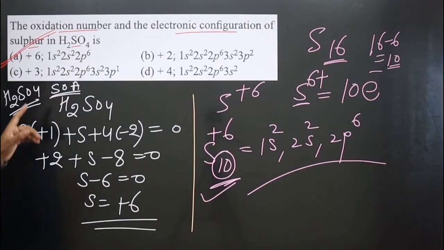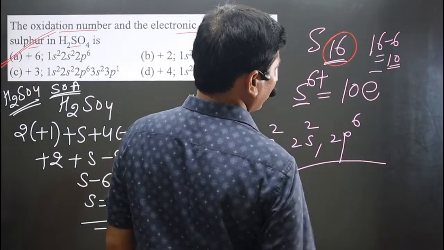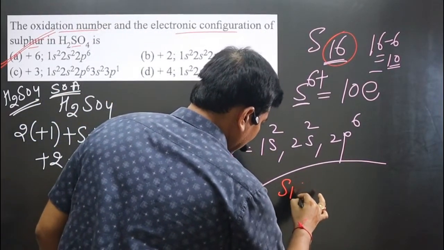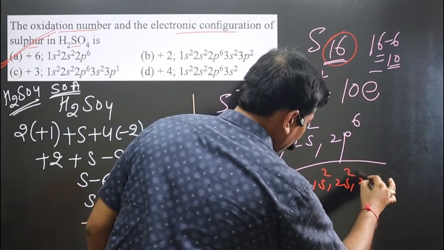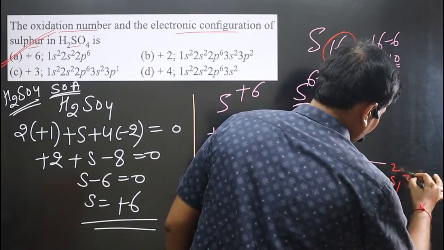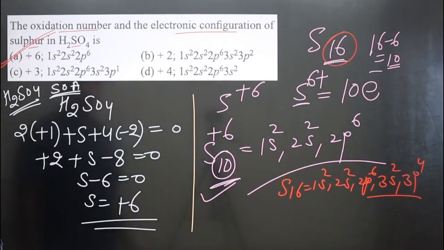Always keep in mind, you should not write the electronic configuration for the neutral atom. If you write it for that, pay attention very carefully. For S16, we write 1s2, 2s2, 2p6, 3s2, and then 3p4. 3s2, 3p4.